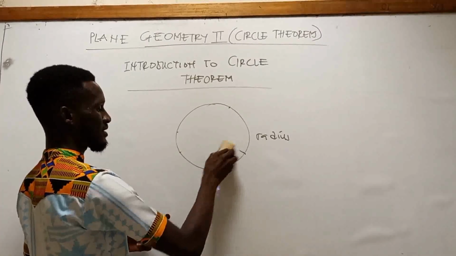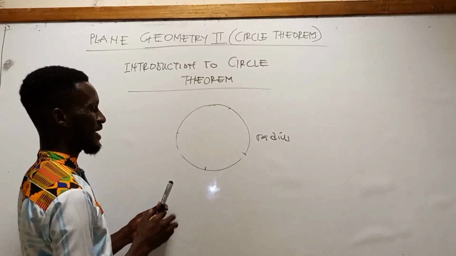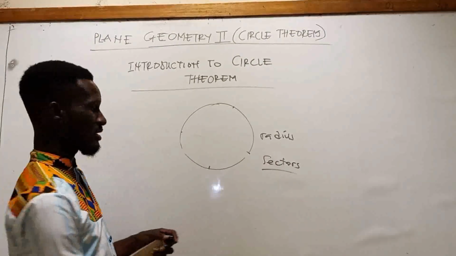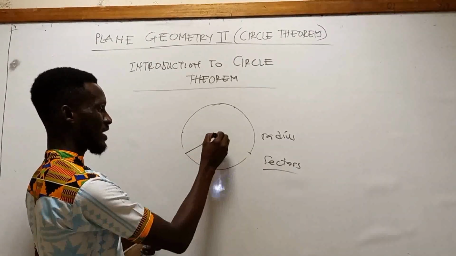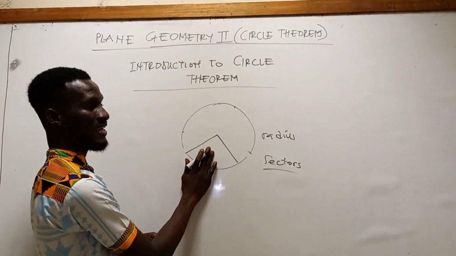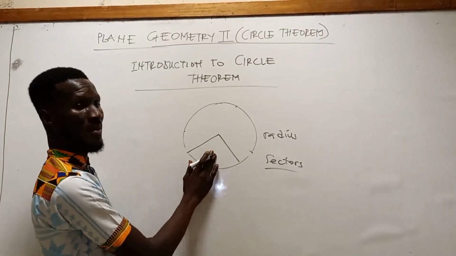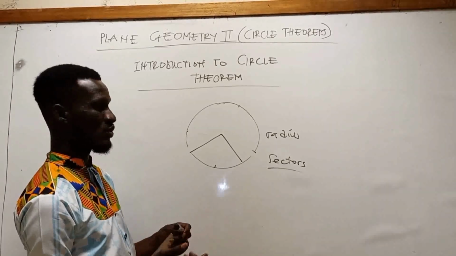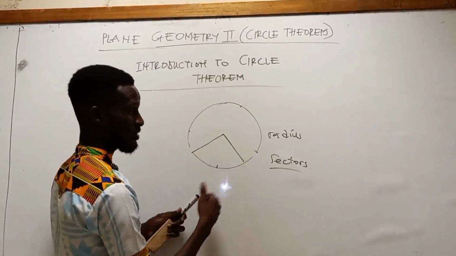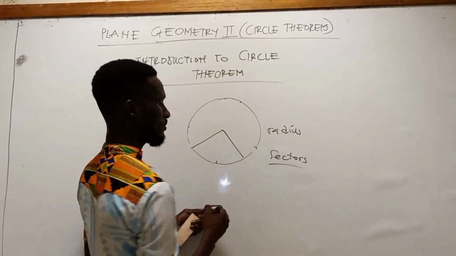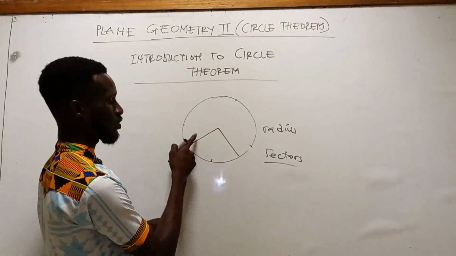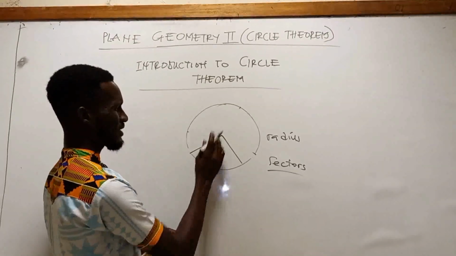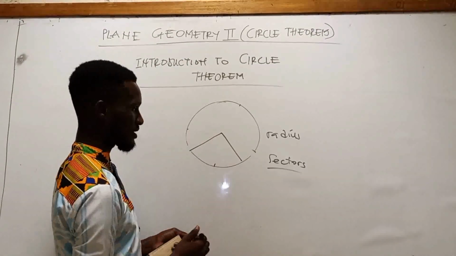The radius divides the circle into sectors. So if this one is the center, from here to here becomes a sector. This one becomes a sector. So this one is called a minor sector, and this one becomes the major sector. That is when we have two radiuses. Two radius, that is radii. So one radius combined with another becomes radii. Now, sector, and then minor and major sector.